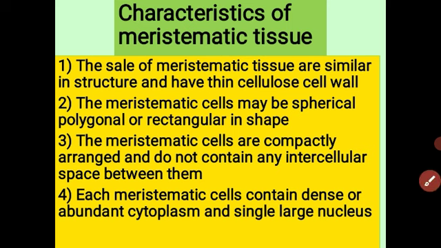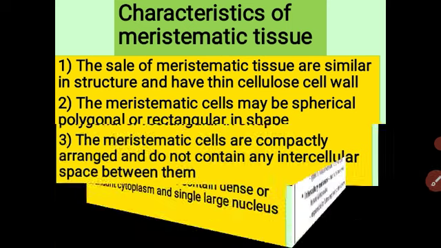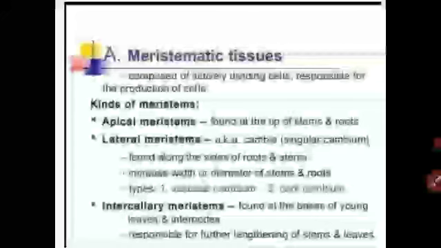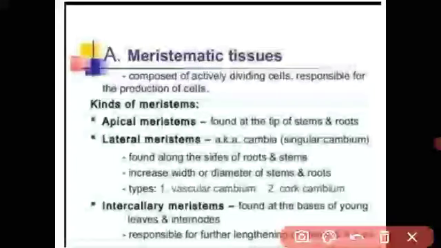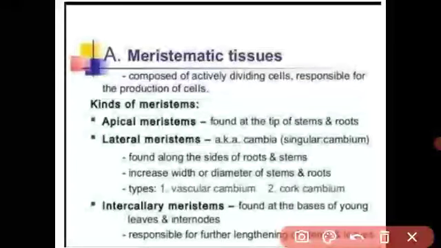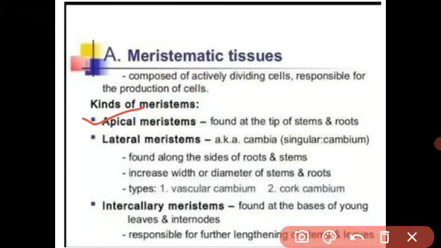Understood, student? What are the characteristics of the meristematic tissue? Let us see the types of the tissue. There are three types of the meristematic tissue: apical meristematic, lateral meristematic, and intercalary meristematic. There are three subtypes of the meristematic tissue.